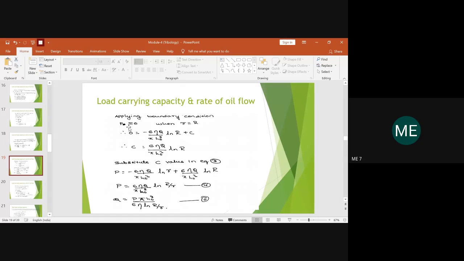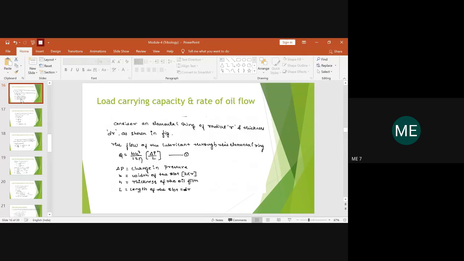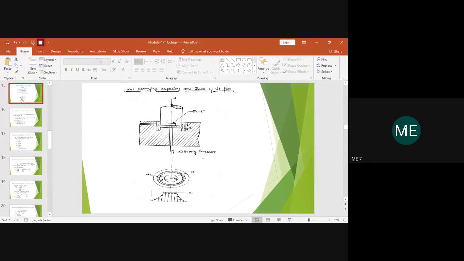So here what has been assumed is the pressure will be zero when r is equal to capital R. What do you mean by r equal to capital R? Here you have the elemental ring, and we usually find a film thickness here for the lubricant to pass on. If there is no lubricant at all, if there is no clearance value at all, then small r will be equal to capital R.